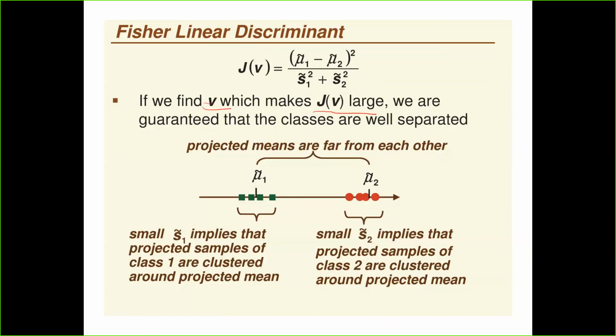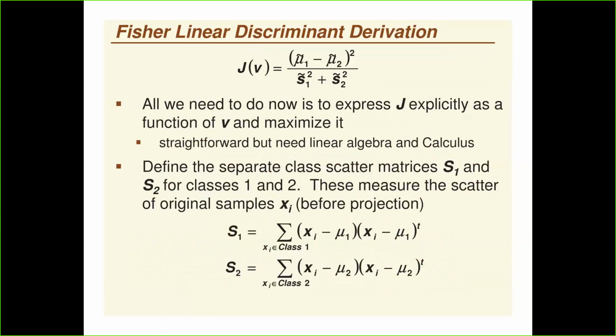Obviously, because what we are trying to achieve is to project the data points such that the means are well separated and the scatter is as small as possible. So obviously, the classes will be well separated if we achieve both these objectives. All right. So we are guaranteed that the classes are well separated. So now try to derive a relation between the scatter in the projected space and the scatter in the original space. So let us take the scatter in the original space.